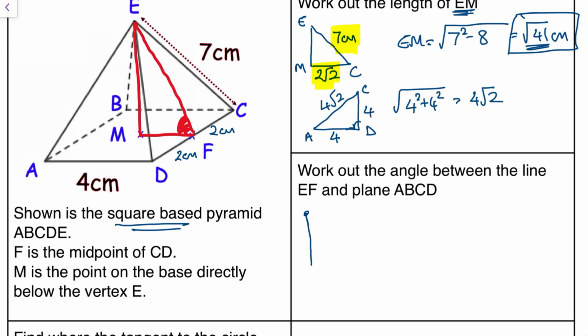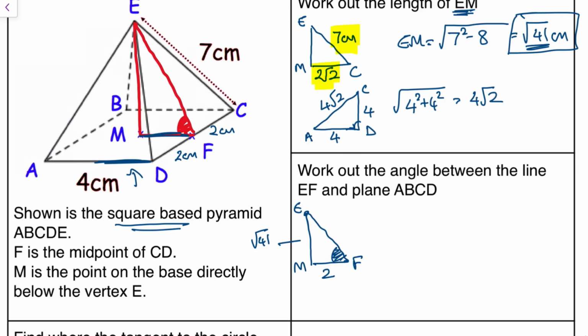So I've got E to M. You'll remember I know what that is because I've just worked that out. That's the square root of 41. I've got M to F, which is 2. Well, how do I know it's 2? Because that there is the same as half of this here, in other words, A to D. So I know, therefore, that must be 2. And then I'm going to join that line up, so that's to F. And this is the angle that I want here.